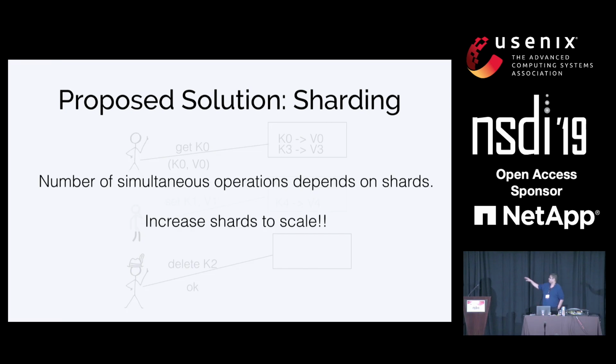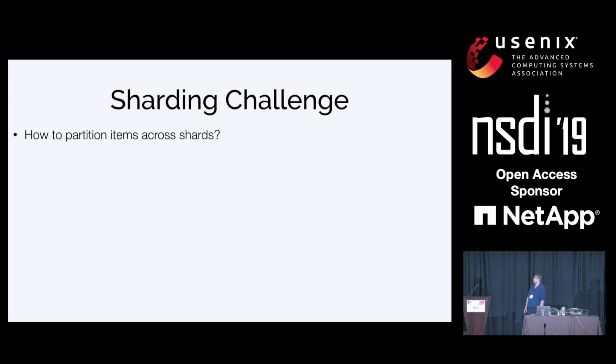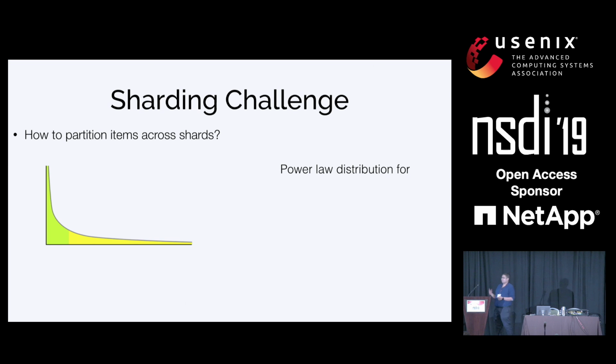So you can see that sharding helps with scalability. So this is really powerful. You can increase the number of shards to scale. It's how web scale services have been doing it forever. But there is a huge problem with sharding, which is we need to decide how do you partition items or keys across these shards. Now, the reason this is a problem is because of this stupid curve, which always annoys me. It's a power law distribution, which means that some percentage of the items are very popular and some percentage is not.